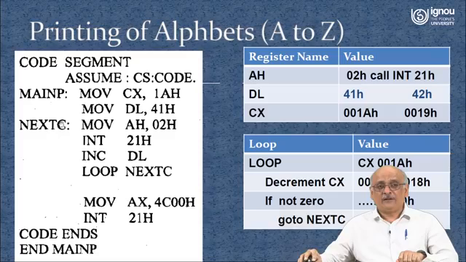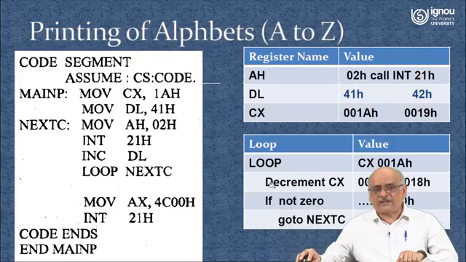Okay, then this is where the loop is starting. Move AH, 02H, then INT 21H. So what it is going to do is whatever is the content of DL, which happens to be capital A, will be shown onto the screen. Then increment DL, and after that, what are we using?